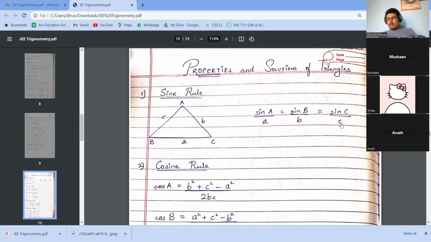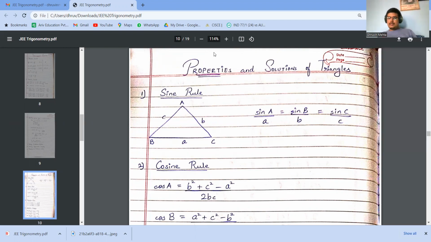So see, Arush, Muskan, Trisha, from ninth standard, when you began with trigonometry, you must have heard this rule that trigonometry is applicable only to right angled triangles. We had hypotenuse, opposite, adjacent. So we always use trigonometry in right angled triangles. But actually, trigonometry is applicable to any random triangle. It need not be a right angled triangle, it can be any triangle.